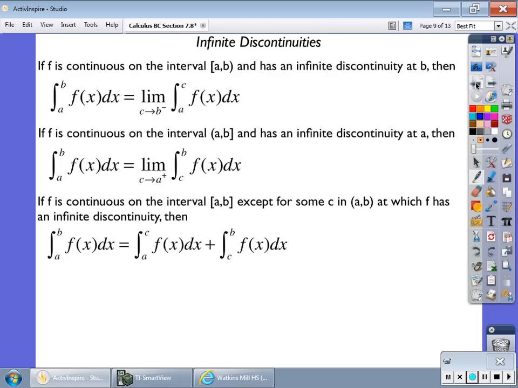Okay? So if it's the upper limit of integration, you're going to let c approach b from the left-hand side. If it's the lower limit of integration, you're going to let c approach a from the right-hand side. And then if f is continuous on the interval from a to b except for c in a, b, at which there's an infinite discontinuity, then we're going to break up your integral at that value where it's discontinuous. Now, I think it's best to learn by doing.